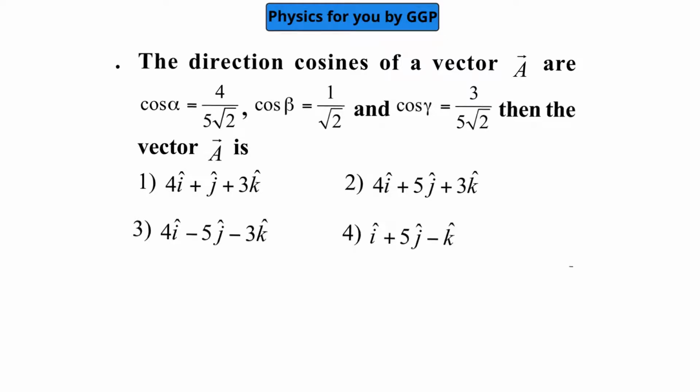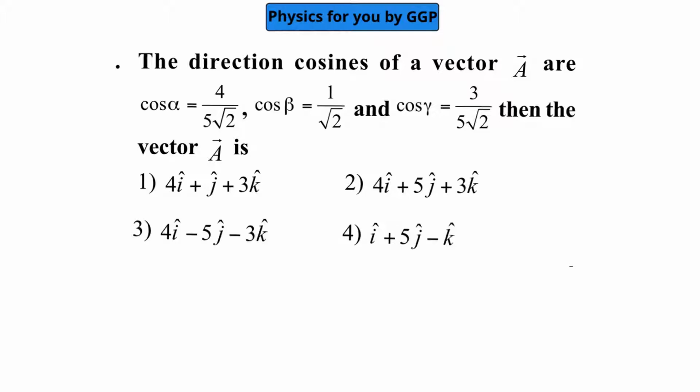Here it is given that the direction cosines of a vector are: cos alpha is 4 by 5 root 2, cos beta is 1 by root 2, and cos gamma is 3 divided by 5 root 2. Then the vector A is.